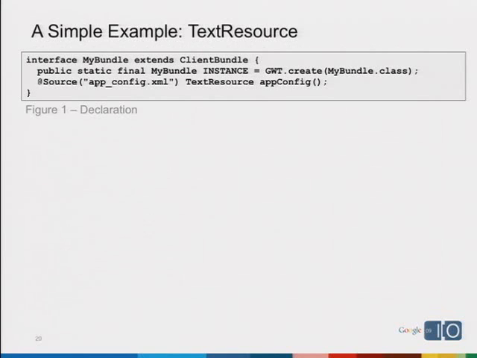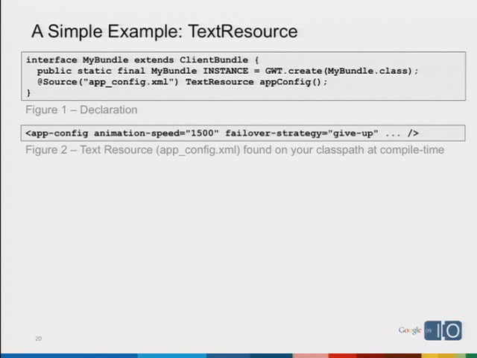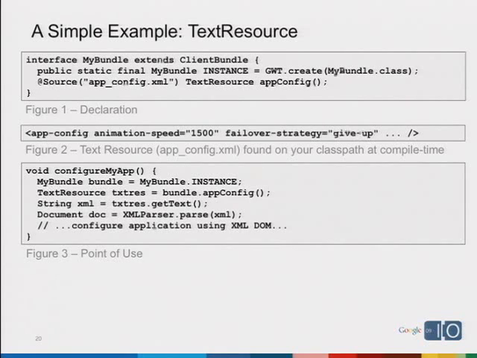So again, I'm going to have my appconfig XML file. I want to make it available to my application code by calling this method appconfig. Just declare it like that. Let's say that the XML file itself looks like this. It's got settings that I want to compile into my app. So animation speed, maybe a failover strategy. All right, this just needs to be available on your class path at compile time.